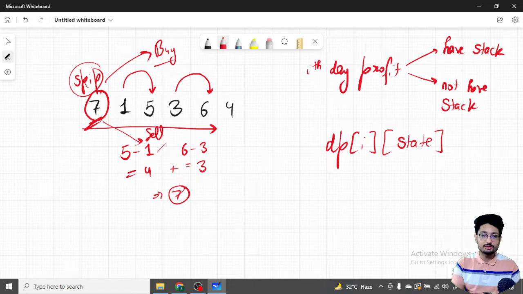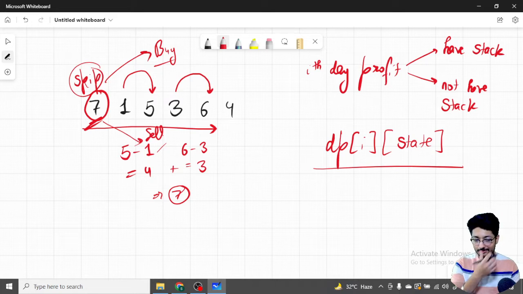Because if you have the stock on the ith day, you can obviously sell it. If you do not have a stock on the ith day, you can either buy it or just leave it. So these are different state values. I'll show you the code part so that it will become more clear to you. But once you have defined your states, you can just write down the recursive function.